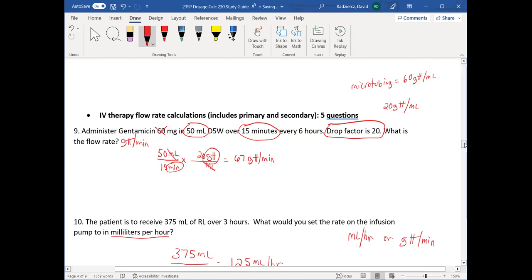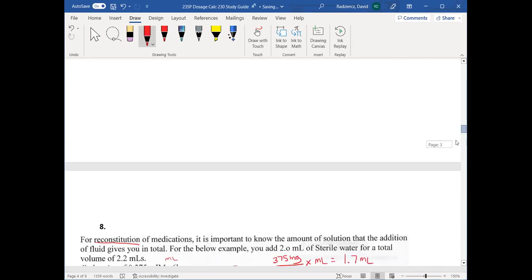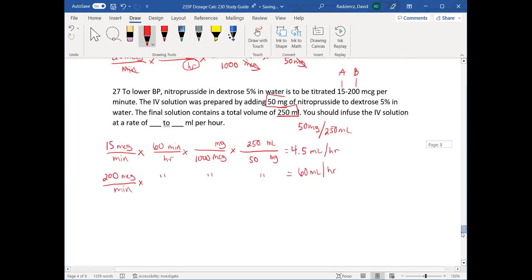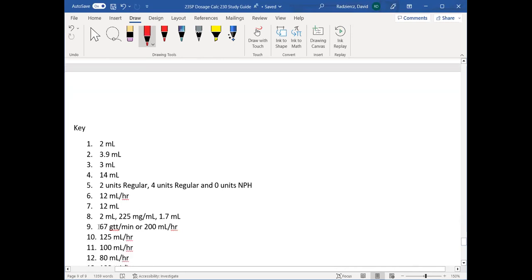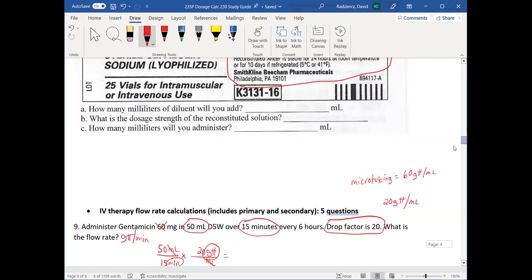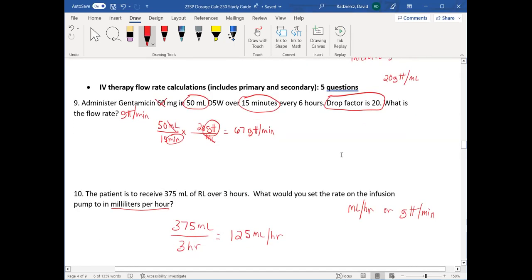Now there's a key to this. So let me just see what number that is. That is number 9. I just want to see if I'm getting the same thing. So, okay, yeah. They actually wrote out both answers, 67 drops per minute. They also wrote just the regular flow rate, 200 milliliters per hour. My recommendation is that if they give you a drop factor, they probably want to know the drop rate. If they don't, then they would just want to know milliliters per hour.